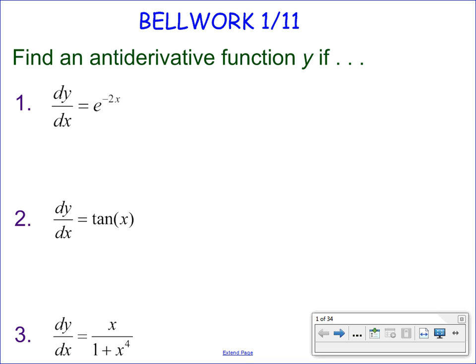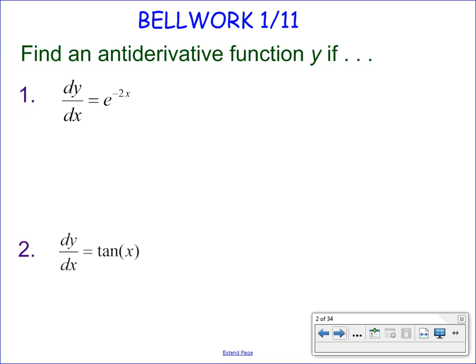All right, so firstly, can we find an antiderivative function y if dy dx, that is the derivative of y with respect to x, is given by e to the negative 2x? You bet your boots, we'll just find an antiderivative function by performing an indefinite integration. So what did you get for number 1?